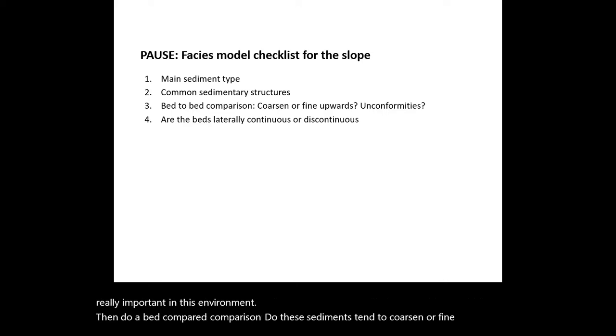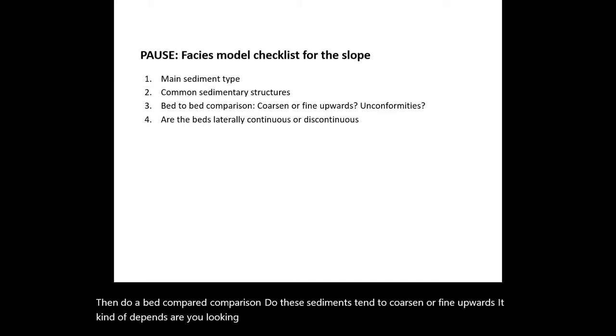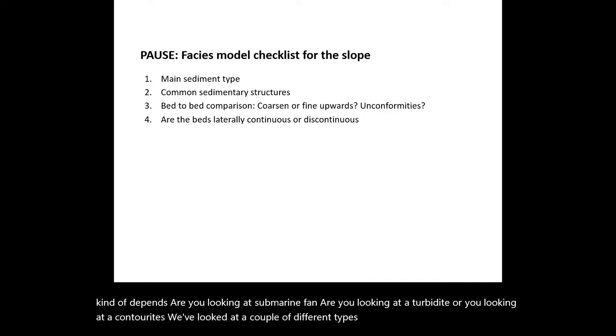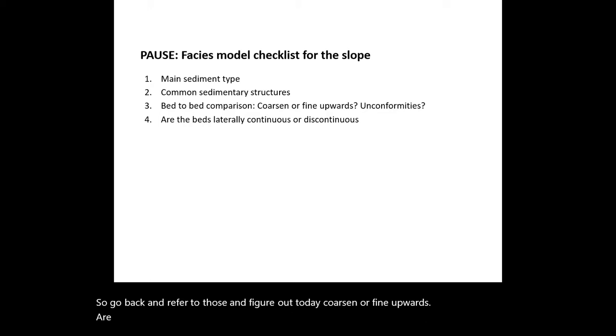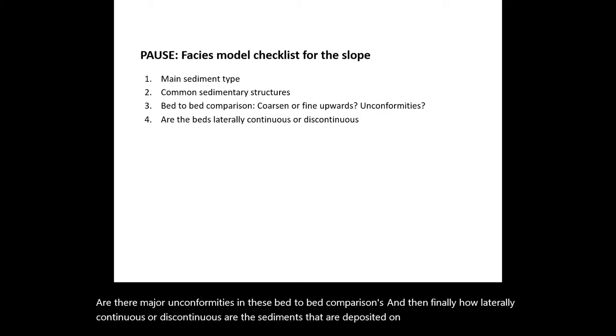It kind of depends. Are you looking at a submarine fan? Are you looking at a turbidite? Or are you looking at a contourite? We've looked at a couple of different types of facies models for the slope. So go back and refer to those and figure out, do they coarsen or fine upwards? Are there major unconformities in these bed-to-bed comparisons? And then finally, how laterally continuous or discontinuous are the sediments that are deposited on the slope?